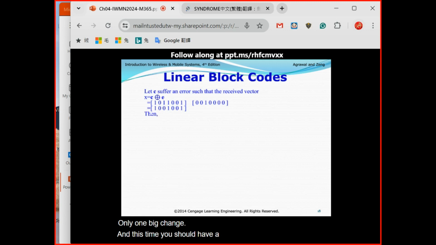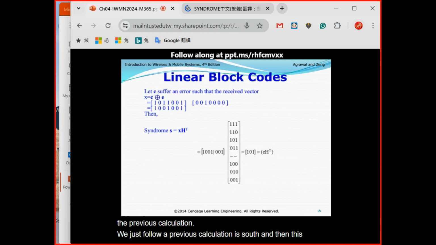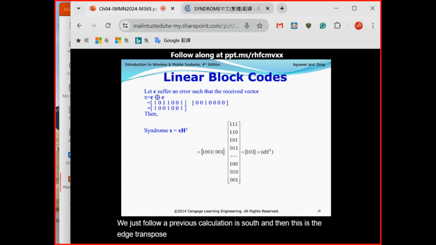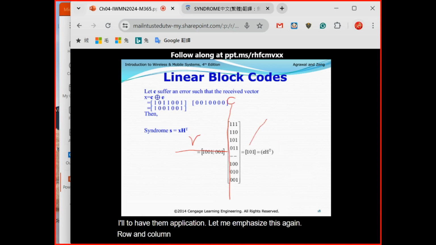Look at this. We just follow the previous calculation. It's S, and then this is H transpose. H transpose, as you know, is P and this is I, R by R. So if we have this, then you can do the multiplication. How to do the multiplication? Let me emphasize this again. Row and column vector. So of course this is the first one, second one, and third one, right? So you have 101.